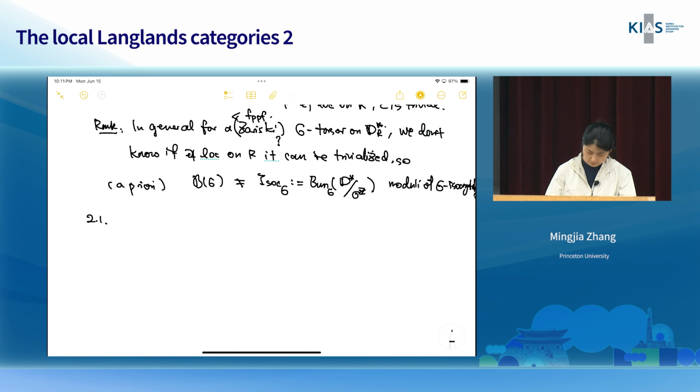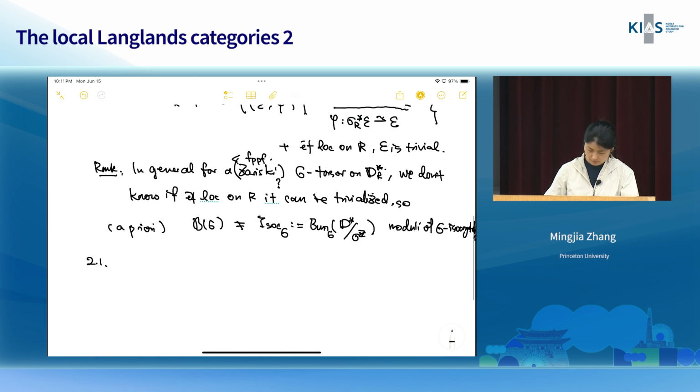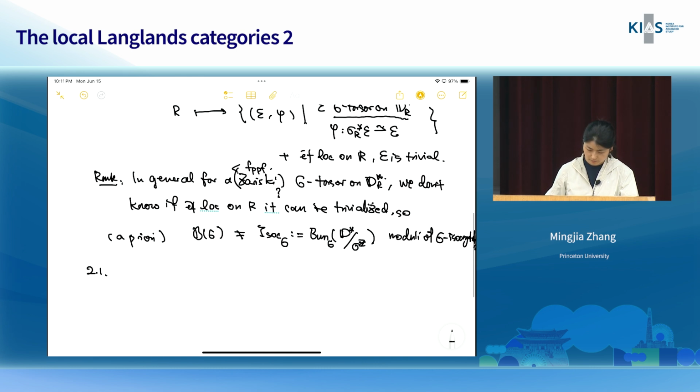Okay, so the next thing we want to study is the geometry of the stack curly B of G. The main result about it is the structure of a Newton stratification on it. So for this, we have to consider this lemma.